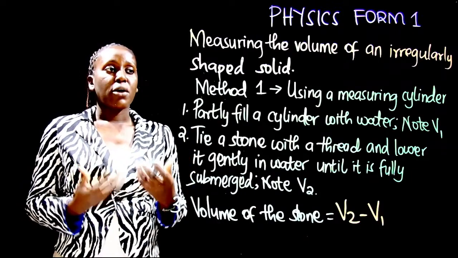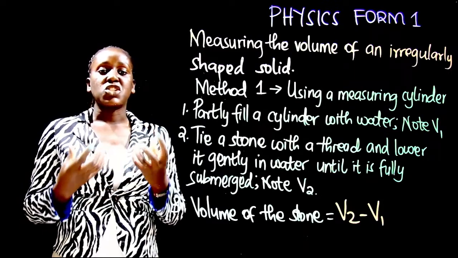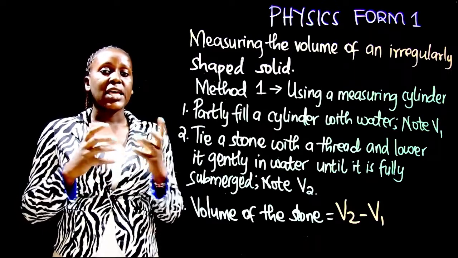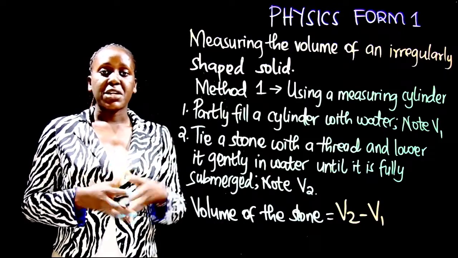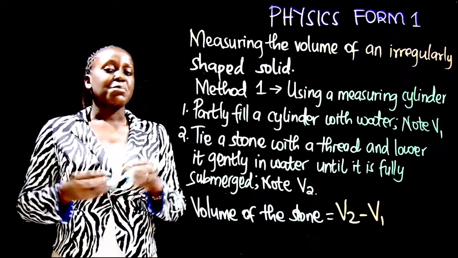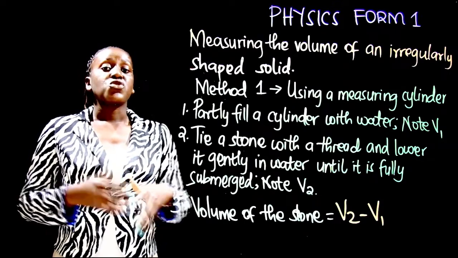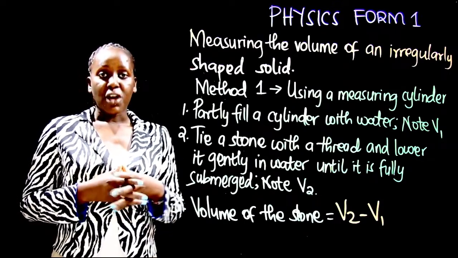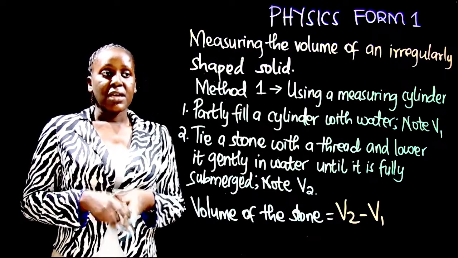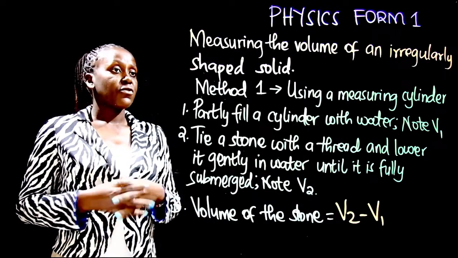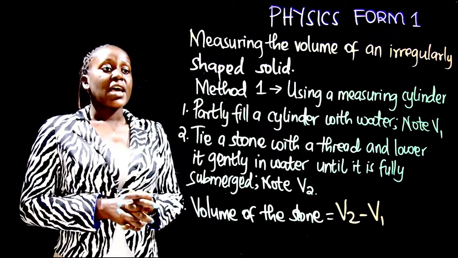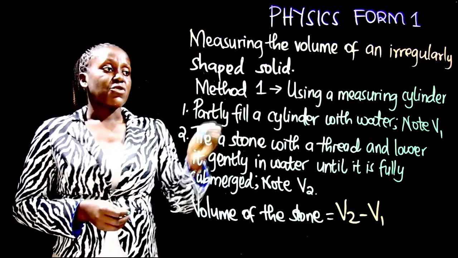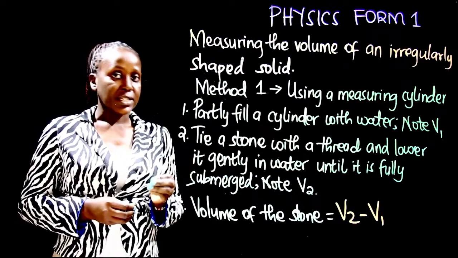Now, what about objects that don't have a definite shape? You can think of a random stone that you have picked from the side of the road. It may not have a definite shape. So if you wanted to determine its volume, how would you do it? We have two methods of determining the volume of irregularly shaped solids. The first method is by using a measuring cylinder.